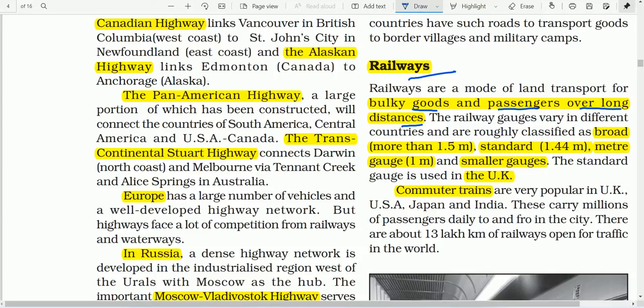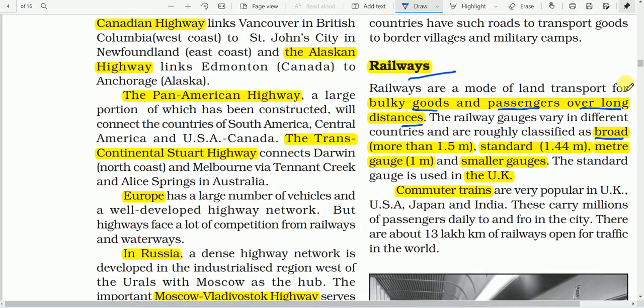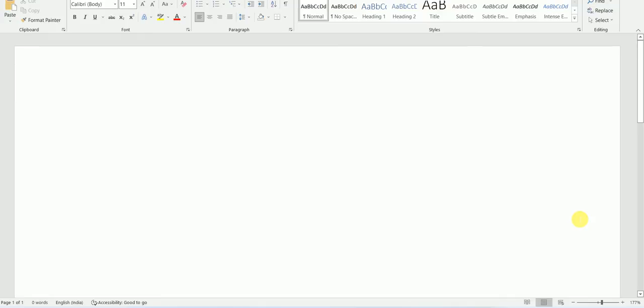And the railway gauges vary in different countries and are roughly classified as broad, more than 1.5 meter, then standard gauge that is 1.44 meter, then meter gauge that is 1 meter wide, and the smaller gauges that is less than 1 meter. Can you tell me what is a gauge, as you have learned earlier?